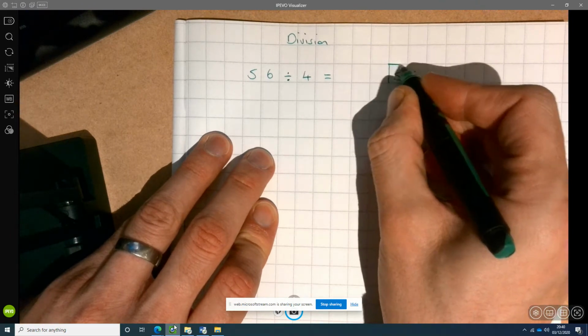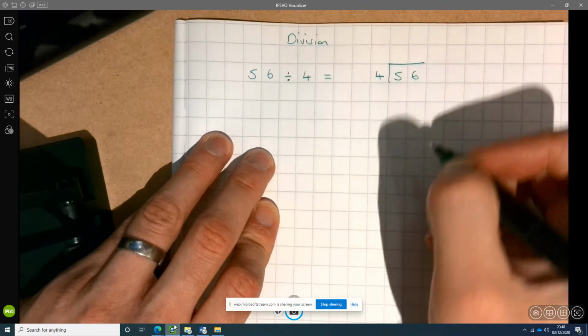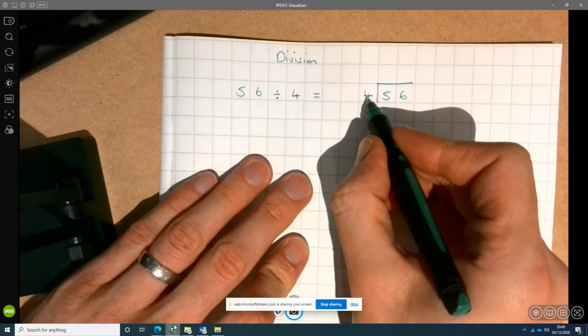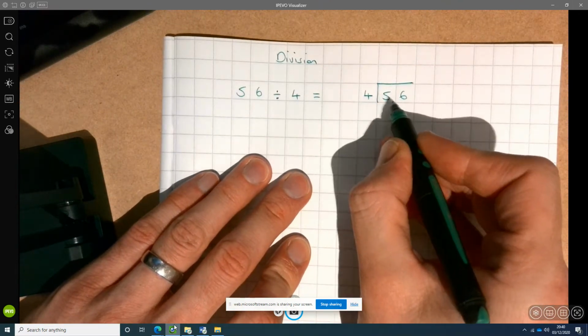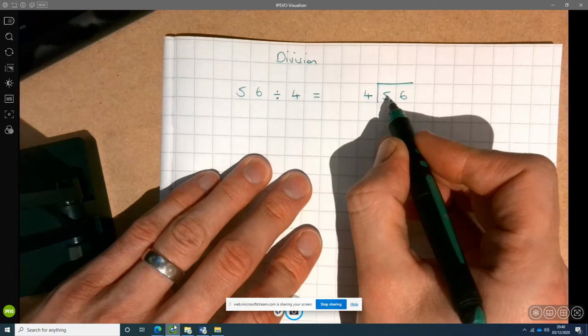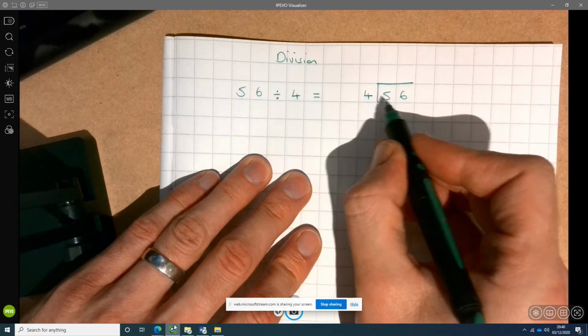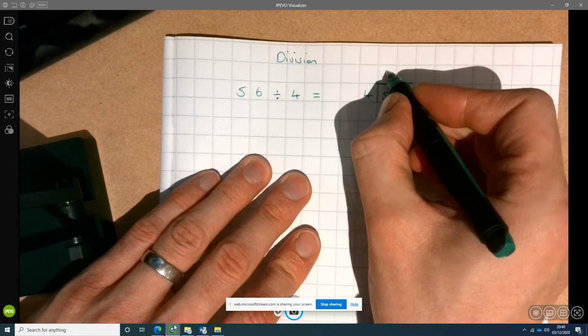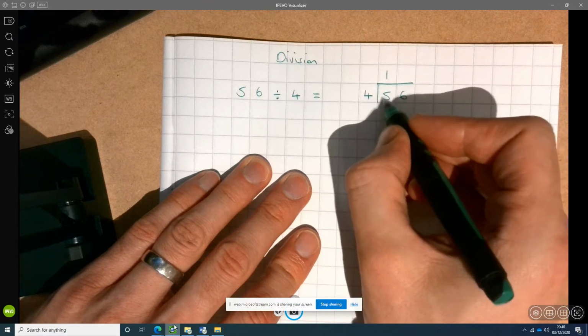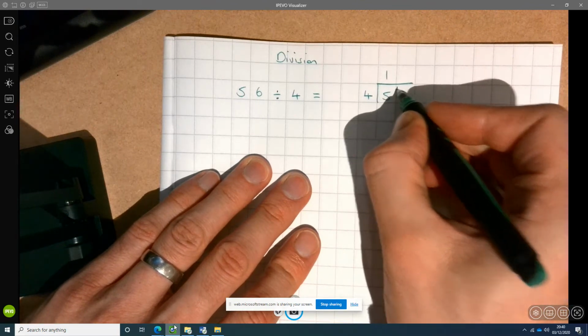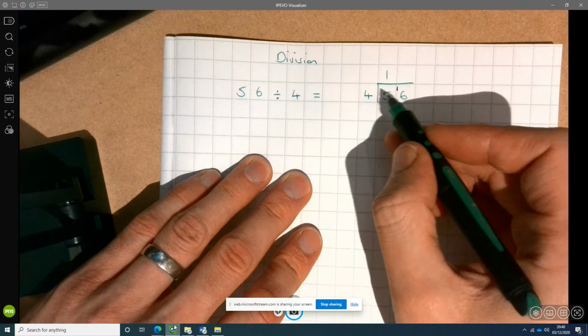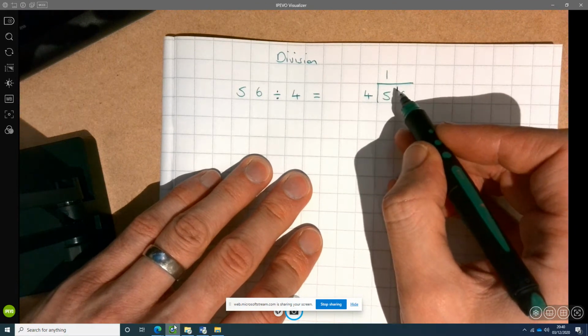56 divided by 4. And the way we look at it is, can that 4 fit into that 5? It can, because 5 is bigger than 4. If you think of our 4 times table, 4, 8, it will only go in once. So 1 4 is 4. To get up to 5, it means I've got 1 left. So that 1 left goes into this next column. Effectively, that 1 left is a 10, and it exchanges for 10 ones.